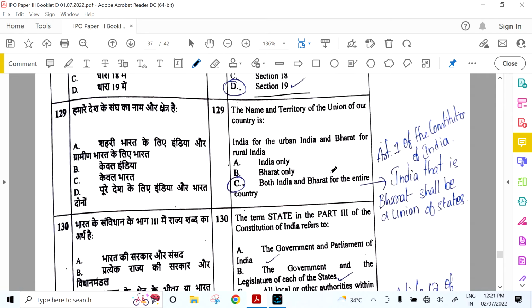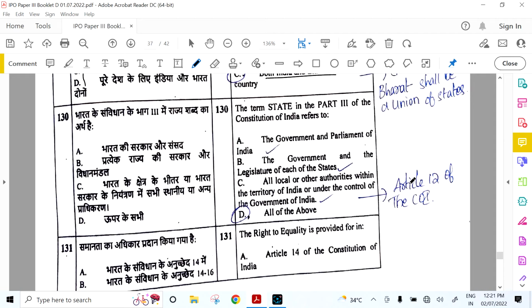The name and territory of the Union of our country is India for urban India and Bharat for rural India. It is both India and Bharat for the entire country. Here I think in the Hindi version it is given as ABCD. Here it is ABC only. It is as per Article 1 of the Constitution of India: India, that is Bharat, shall be the Union of States.